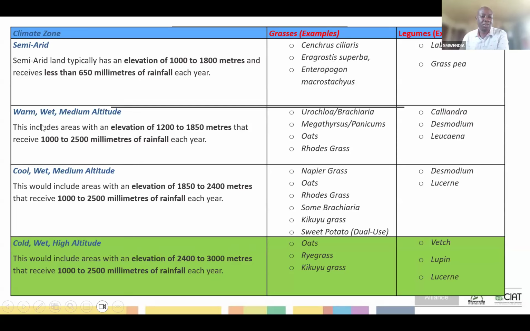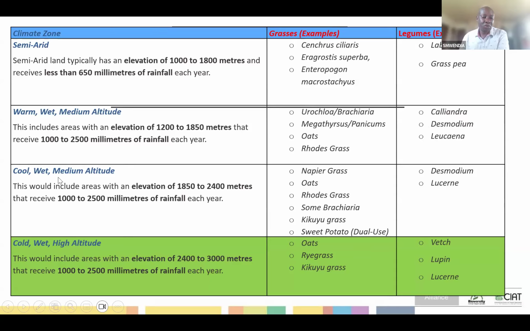The other category is the warm, wet, medium altitude, where it ranges between 1,200 to 1,850 meters, and may be receiving between 1,000 and 2,500 millimeters of rainfall every year. And here you have an example of grasses which can fit there. Urochloa or Brachiaria, which I'll be talking about, can fit here very well. Also the Panicums, also oat and other grasses, among others. And the legumes that can also go well in such an environment include Calliandra, Desmodium, and Leucaena.